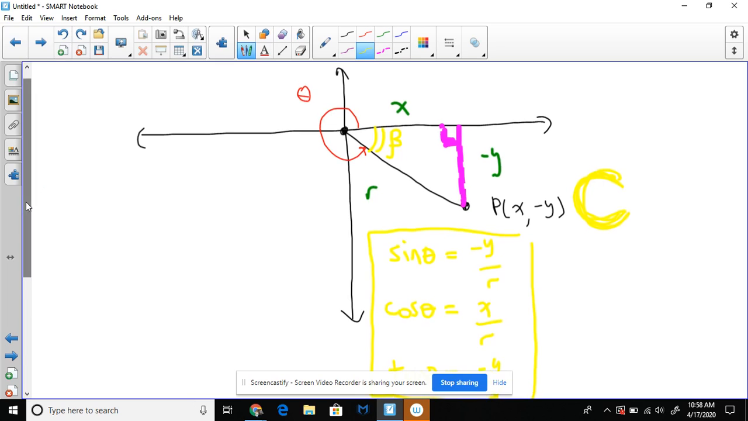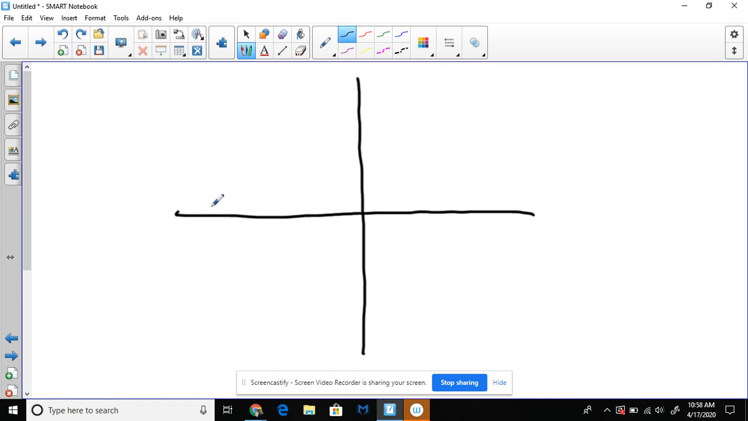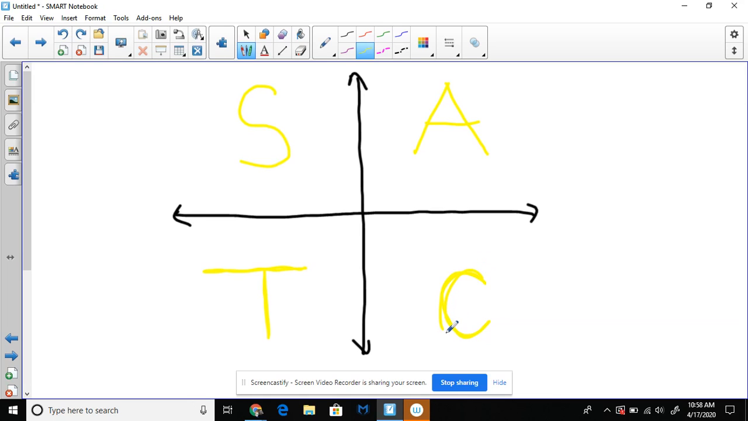Okay. So again, just a reminder: in this quadrant, all of my ratios are positive. In the second quadrant, sine is positive. In the third quadrant, tan is positive. In the fourth quadrant, cosine is positive.